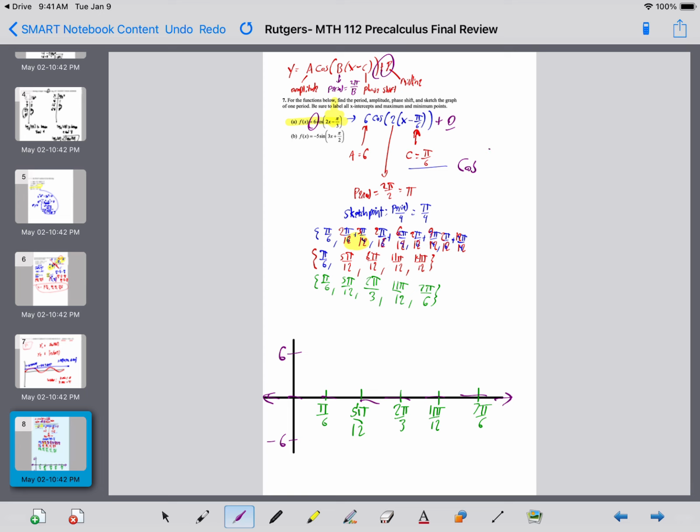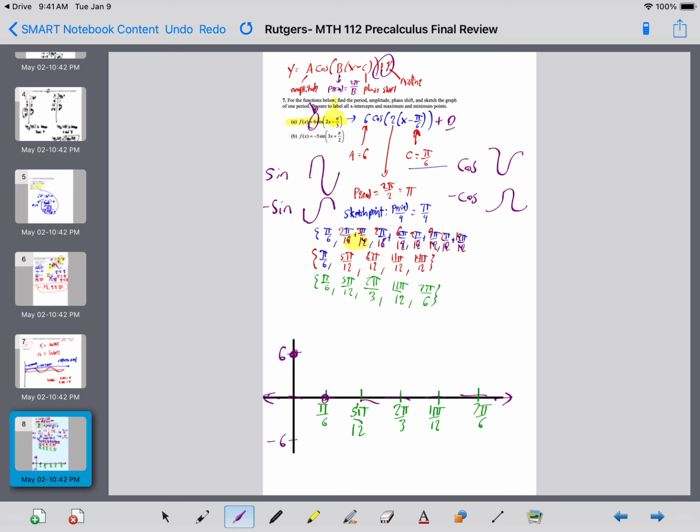Cosine looks like this, starting at the maximum. If it was negative cosine, it would start at the minimum. Sine, positive sine, starts at the midline and goes up and around. Negative sine starts at the midline, goes down and around. So this is positive because it's a positive 6 right there. So we start at the maximum, go to the midline, go to the minimum.